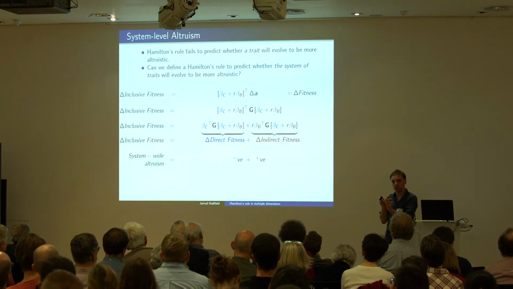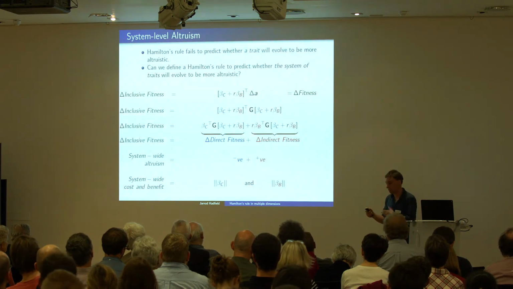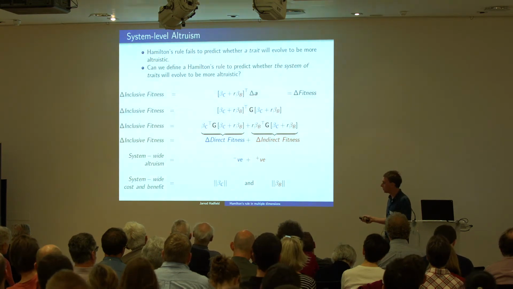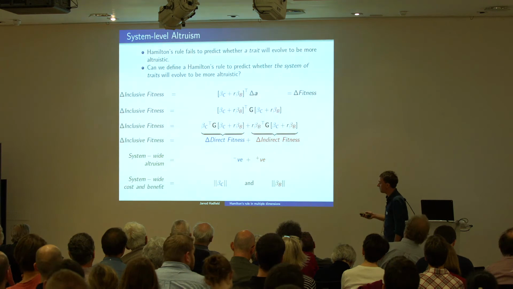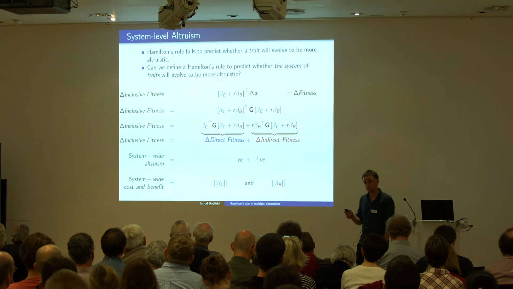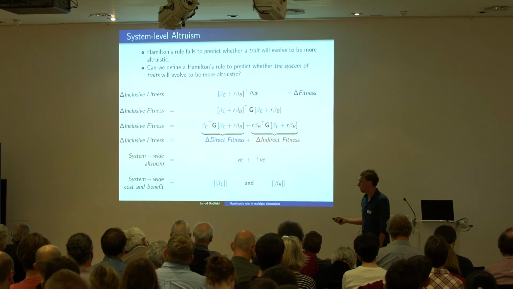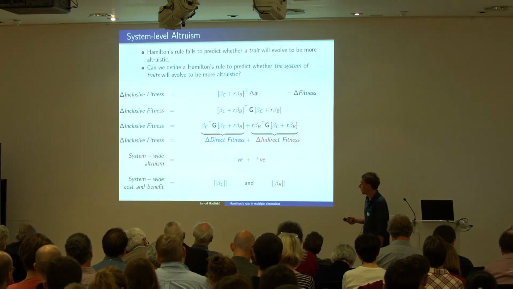And then we need some measure of system-wide cost and benefit. I haven't got time to explain why this is the way you should define them, but essentially you can define a system-wide cost as the total length of this vector and the benefit as the total length of this vector. And to cut a long story short, it's not possible to develop a simple Hamilton-like rule to work out when system-wide altruism will evolve based on these costs and benefits. Although there is one special case where you can define this rule, and I'll show that in a second.